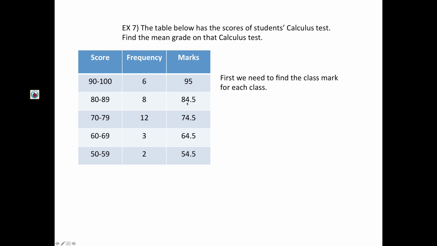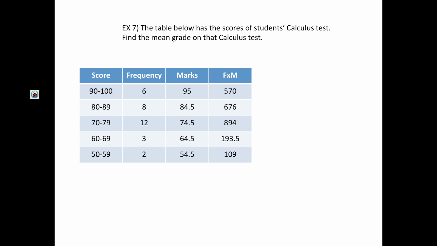Now what we're going to do is multiply each one, the frequency and the mark. So basically we're saying we've got 6 people that each got 95 points. How many points is that in total? Well, you just multiply 6 people getting 95 points each, so multiply those. So then we've got the frequency times the mark over here. So just multiply 6 times 95, multiply 8 times 84.5, etc. Multiply across. Then we need the total of this. So basically, how many points did the whole class get?